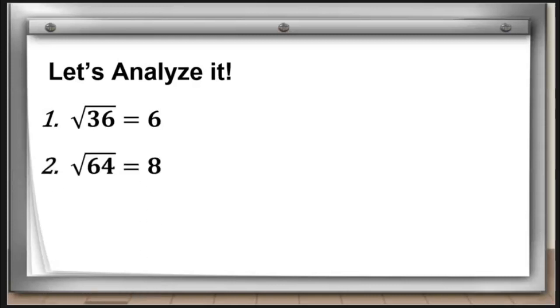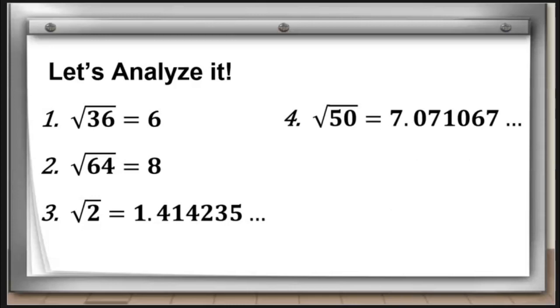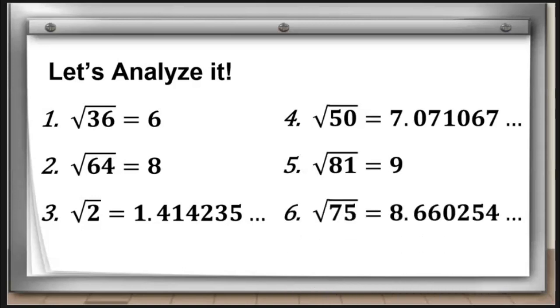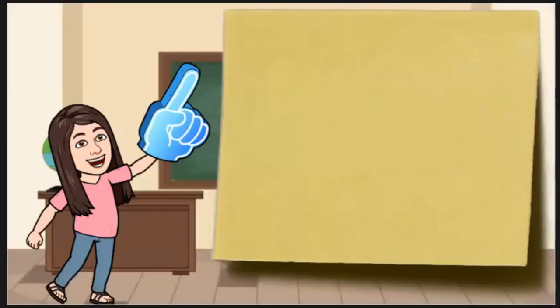Let's analyze it. Earlier, you have tried to get the equivalent value of each of the following using a scientific calculator. You have also known that the equivalent value is called principal root. Here are the answers. Square root of 36 is 6. Square root of 64 is 8. Square root of 2 is 1.414235 and so on. Square root of 50 is 7.071067, and so on. Square root of 81 is 9. And square root of 75 is 8.660254, and so on.